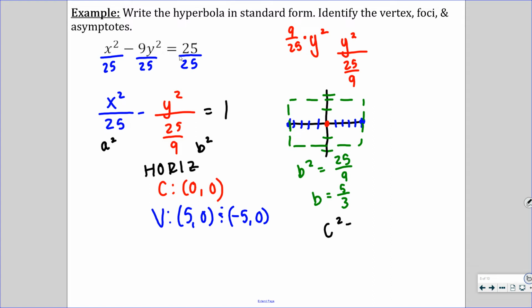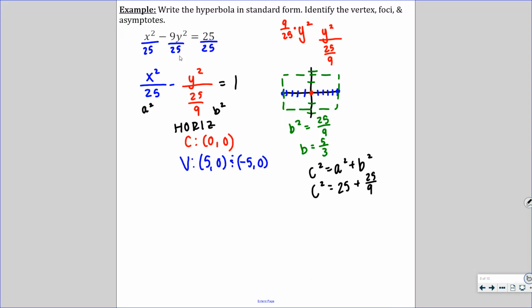Next on my list, they asked me to identify the foci. So I know that c squared is a squared plus b squared. A squared is 25. B squared is 25 ninths. Oh boy, fraction action here. I got 250 ninths when I added that. Use 5 root 10 over 9. Yes, good job. Square root both sides. Don't forget plus or minus. Over 3, sorry, 5 root 10, because you have 25 and 10, over the square root of 9, which is 3. That's the exact answer.